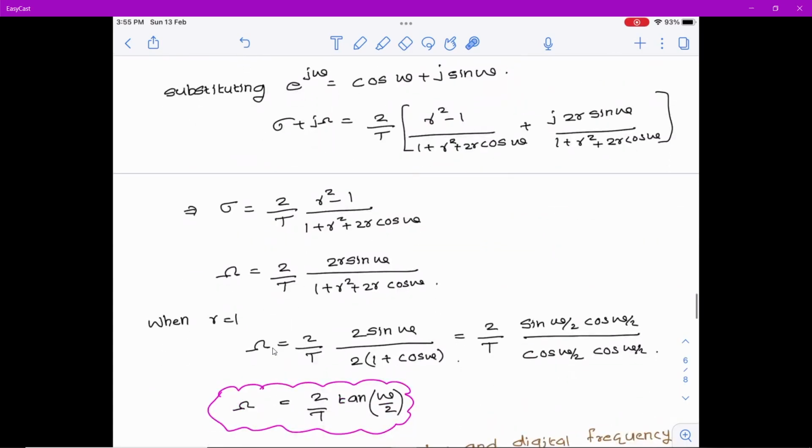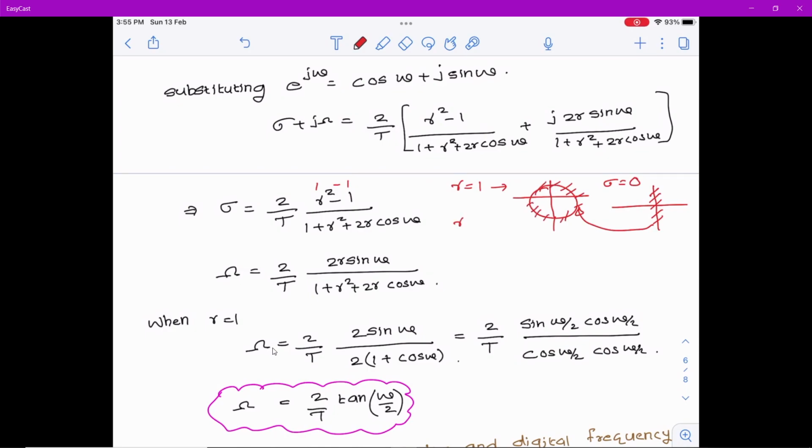So I can write sigma is equal to 2 by t, r square minus 1 by 1 plus r square plus 2r cos omega. Now if you see in this equation, if you put r equal to 1, which is the unit circle, then the value of sigma will become 0. R equal to 1 means 1 minus 1, this is 0. So that means it has mapped the j omega axis to the unit circle. Unit circle is already mapped.